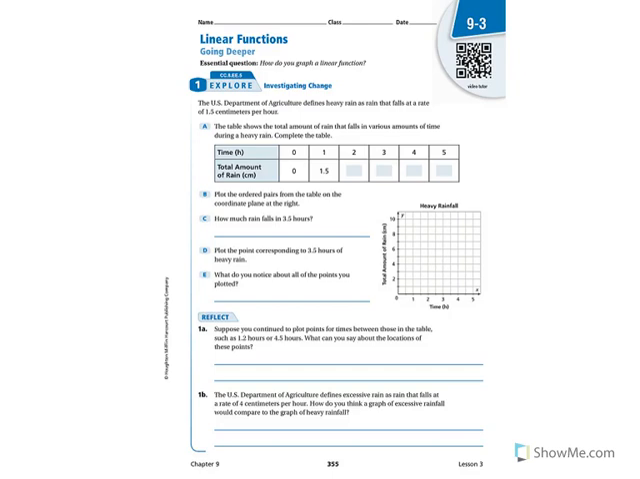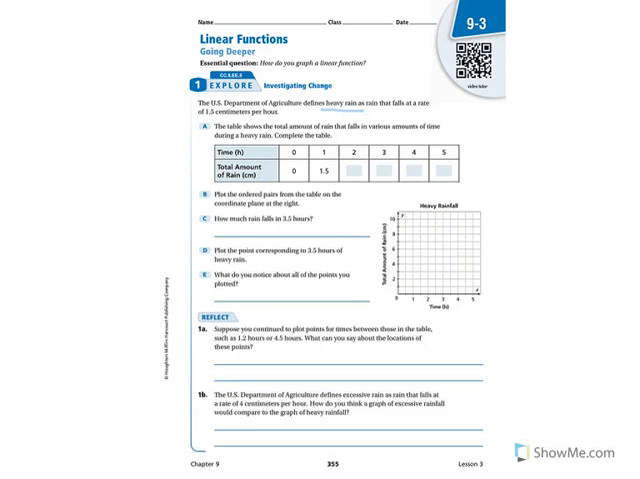All right, so this is 9.3, the Common Core section. We're going to do examples 1, 2, and 3. So taking a look at number 1, it says the U.S. Department of Agriculture defines heavy rain as rain that falls at a rate of 1.5 centimeters per hour.